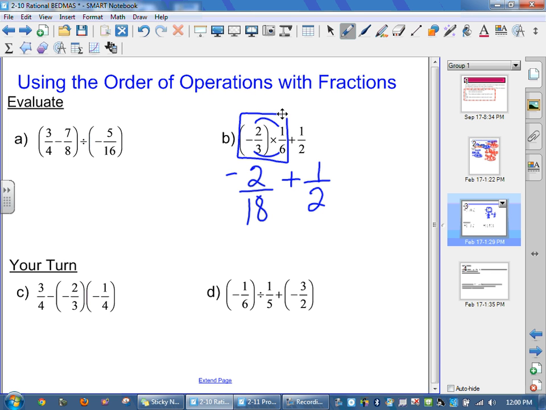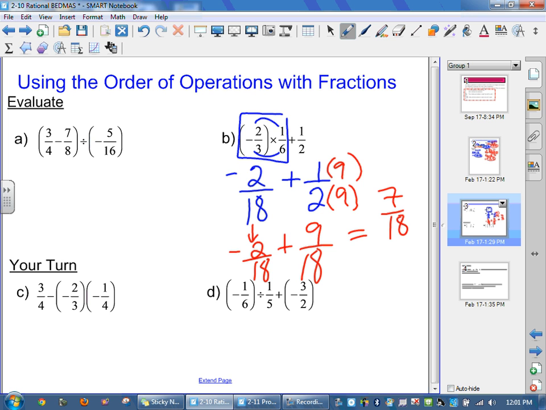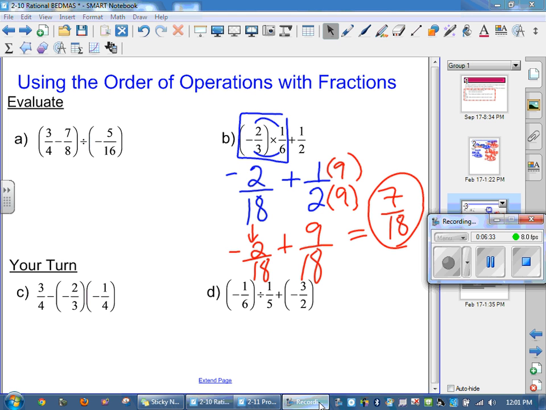Well, 9 divides into 18. It's actually 18. So this guy doesn't change, negative 2 over 18. But this one I can times by 9 on the top and bottom. So I get plus 9 over 18. Now they have the same bottom number. At that point, we add the tops only. So I'm going to get 7 over 18, and I'm done. Okay, that's as low as it goes. 7's a prime number. You can't go any lower.